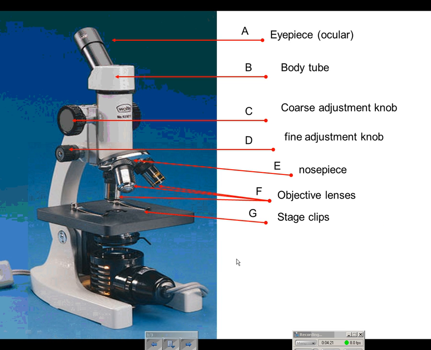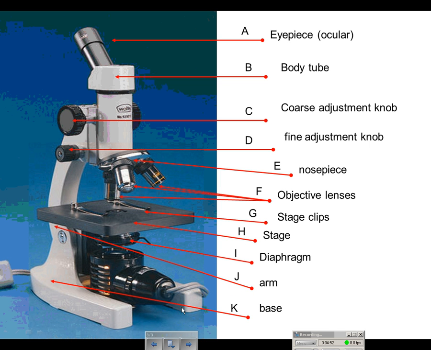Next, we have the stage clips, which are these little metal things here, which will hold the slide in place. Then the stage, which you put your specimen on. And the diaphragm is going to control the amount of light that's coming through. When you move from low power to high power, it appears to be darker. So to adjust your focus under high power, you're going to use the fine adjustment knob and the diaphragm. And we have the arm and the base. And you have your light source here as well. Okay, so you'd have a power switch somewhere.